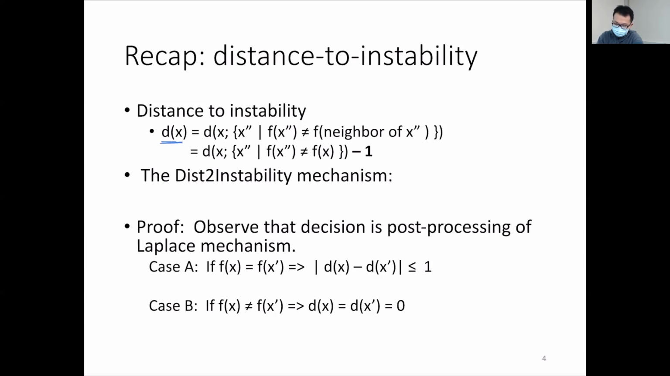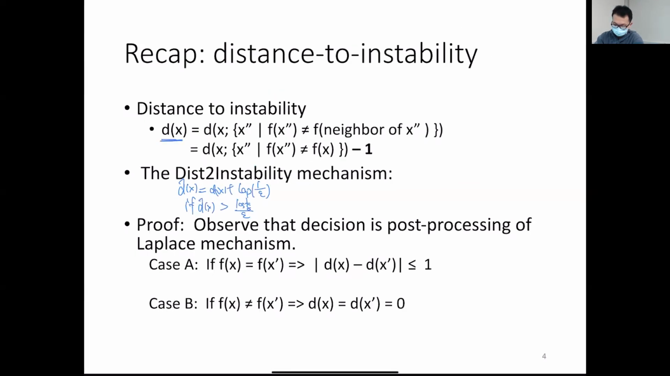And the distance to instability mechanism simply adds Laplace noise to d of x, and then if d hat of x is larger than log 1 over delta over epsilon, which is the tail bound of the Laplace random variable, then we return just f of x without adding noise.